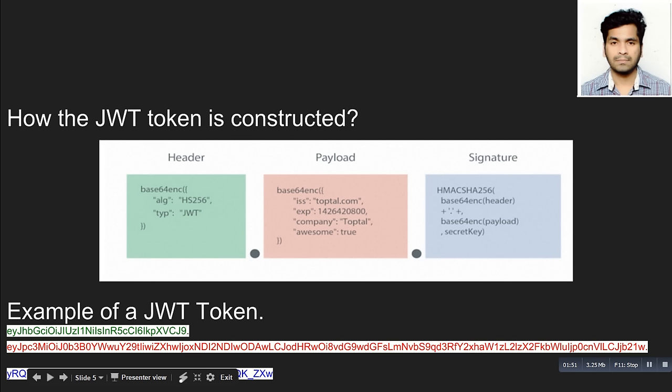How is the JSON Web Token constructed? JSON Web Token primarily has three parts: header, payload, and signature. Below is an example of a JSON Web Token. The first part is constructed from the header, the second part is constructed from the payload, and the third part is constructed from the signature. Each part of the token is separated by a dot. You can see it in the example token specified here.